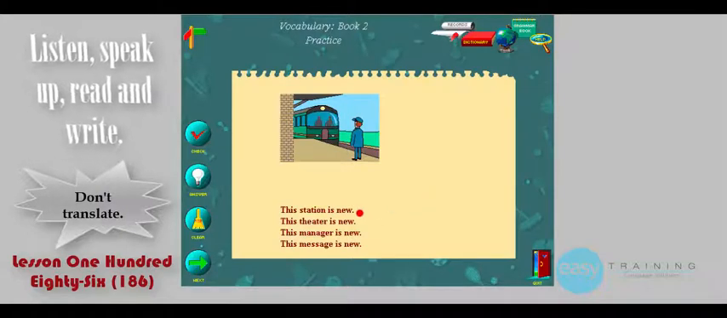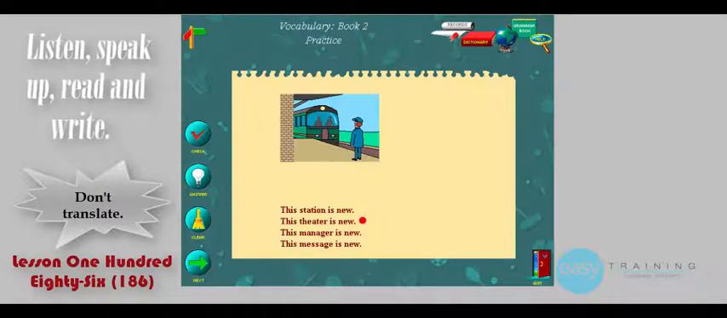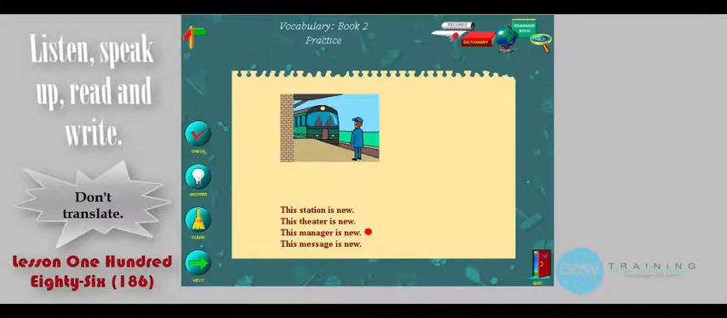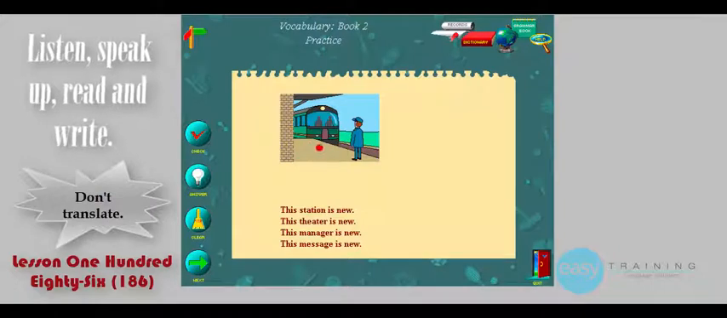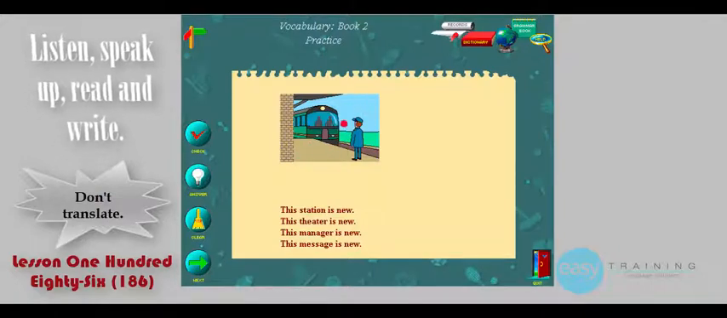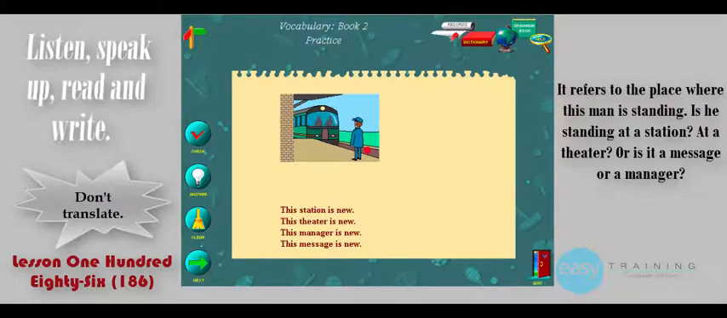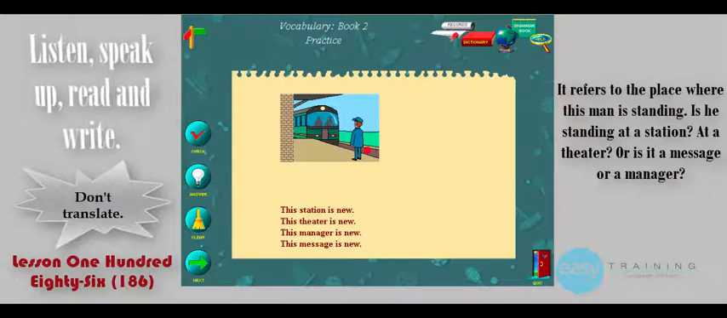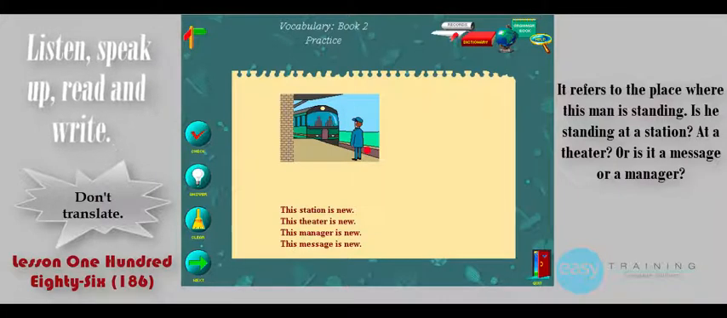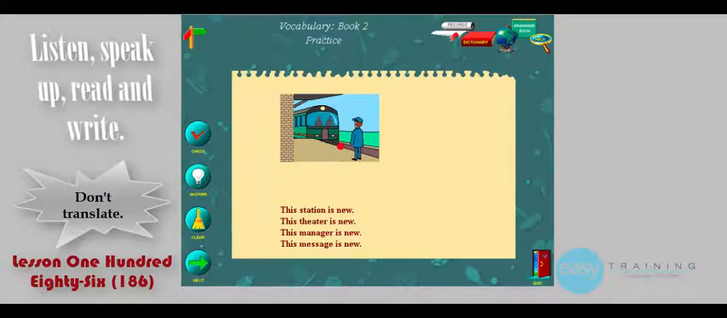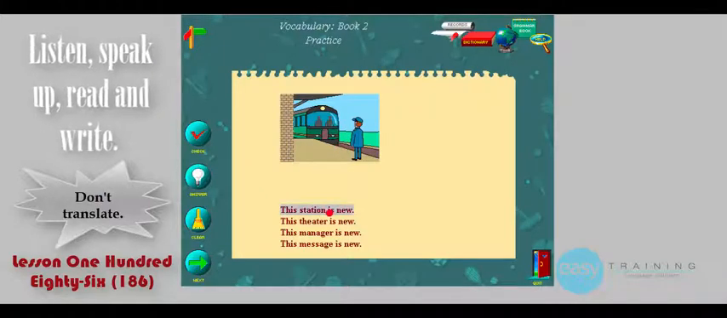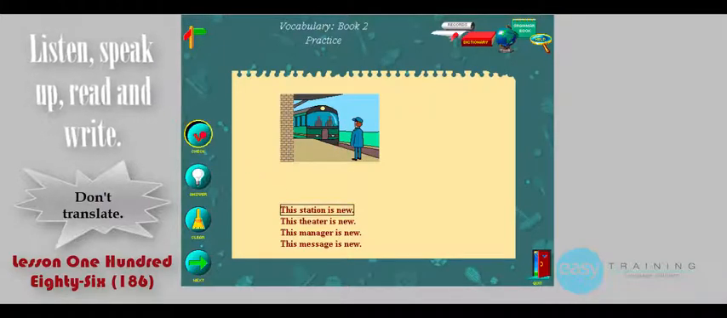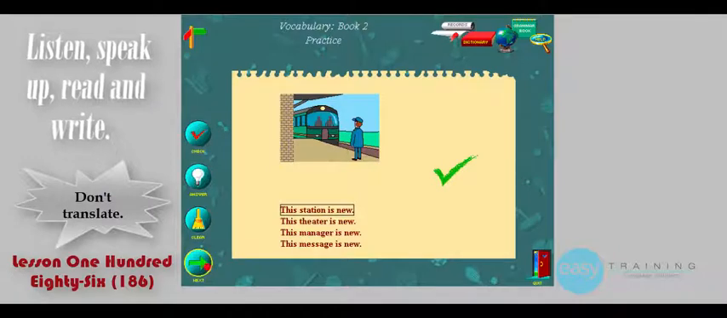This station is new. This theater is new. This manager is new. This message is new. Okay, it refers to the place where this man is standing. Is he standing at a station, at a theater, or is it a message or a manager? This man is standing at a train station, so we can say this station is new. Yes, that's it.